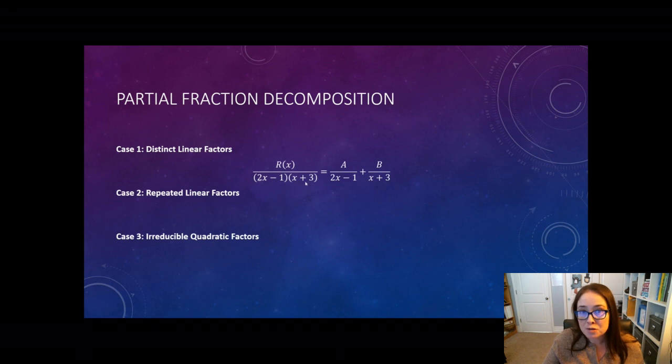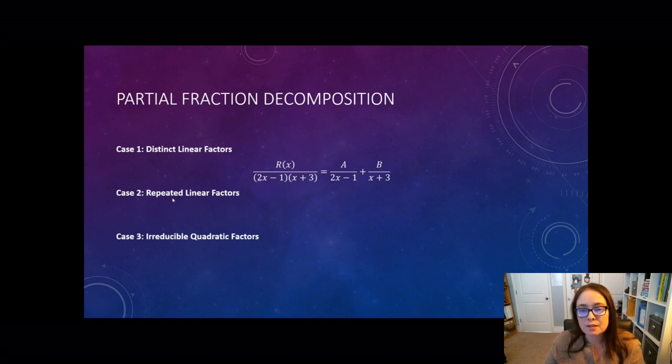However many factors are in the denominator, that's how many fractions it will break down into. So I have two factors, so it will break down into two fractions. And because they're distinct and linear, I know that the numerator is going to be some constant. I just don't know what that constant is. So that's the second step, to actually solve for those constants. The first step here is just to know how it breaks down.